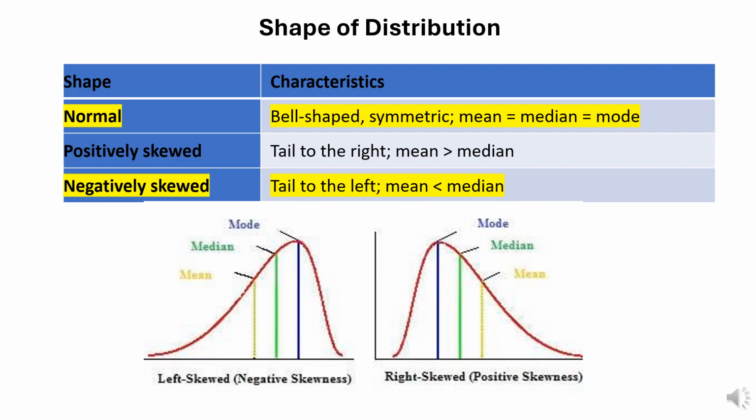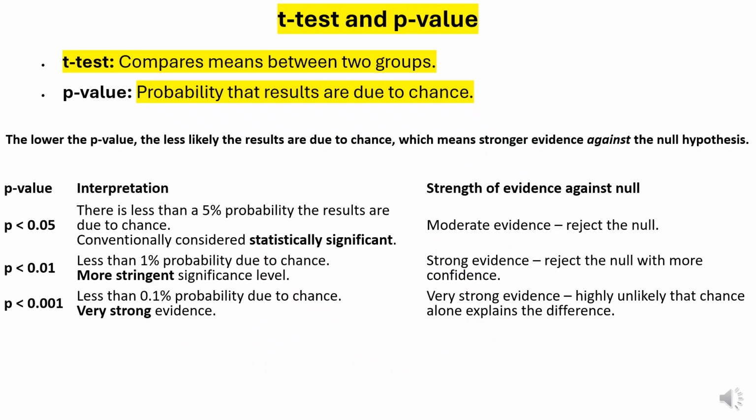Here the mean is dragged toward the left tail, giving the opposite order, mean, median, mode, and the tail points to the negative side. The t-test is a statistical tool used to compare the means of two groups, determining whether the observed difference between them is likely genuine or merely due to random fluctuation.